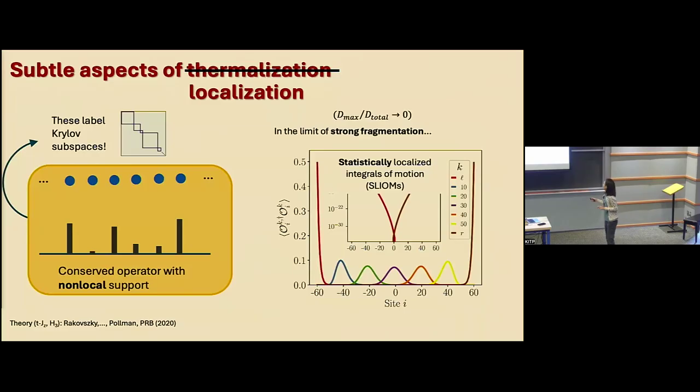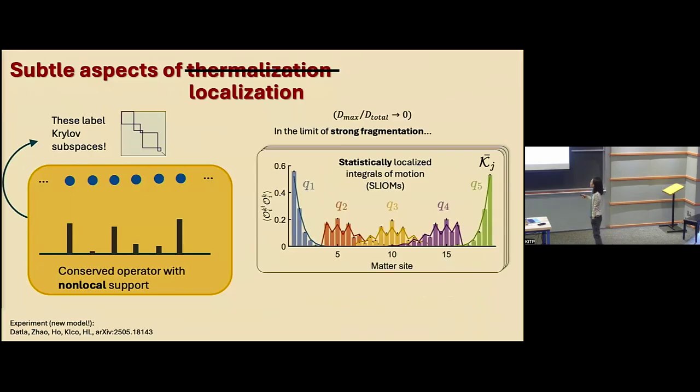And this was first put forth by Rakovszky and co-authors about 5 years ago, and they had investigated this for two models, the tJz model and this spin-1 model. And they had derived analytical solutions for these statistically localized integrals of motion. Right? These conserved operators that they found to be statistically localized. And in our case, what we did now is to experimentally reconstruct these as LIOMs. And we do this in a new model, which I will discuss, associated with the Rydberg atom arrays.